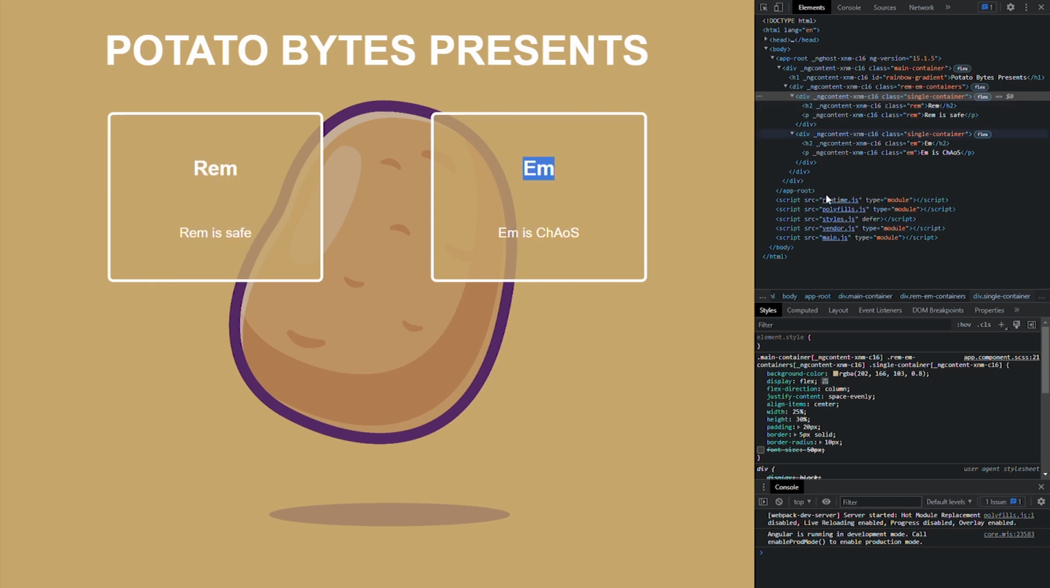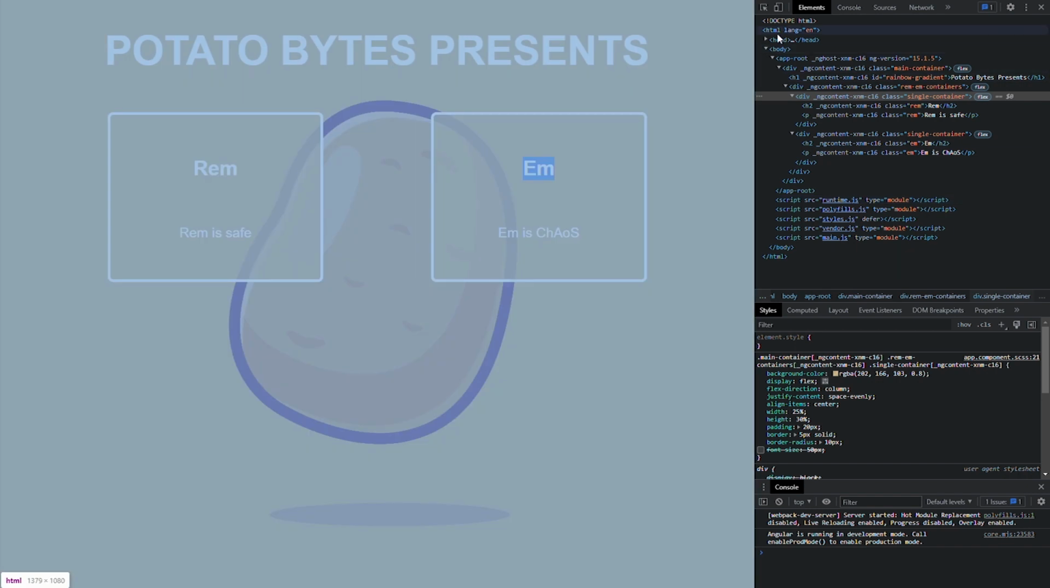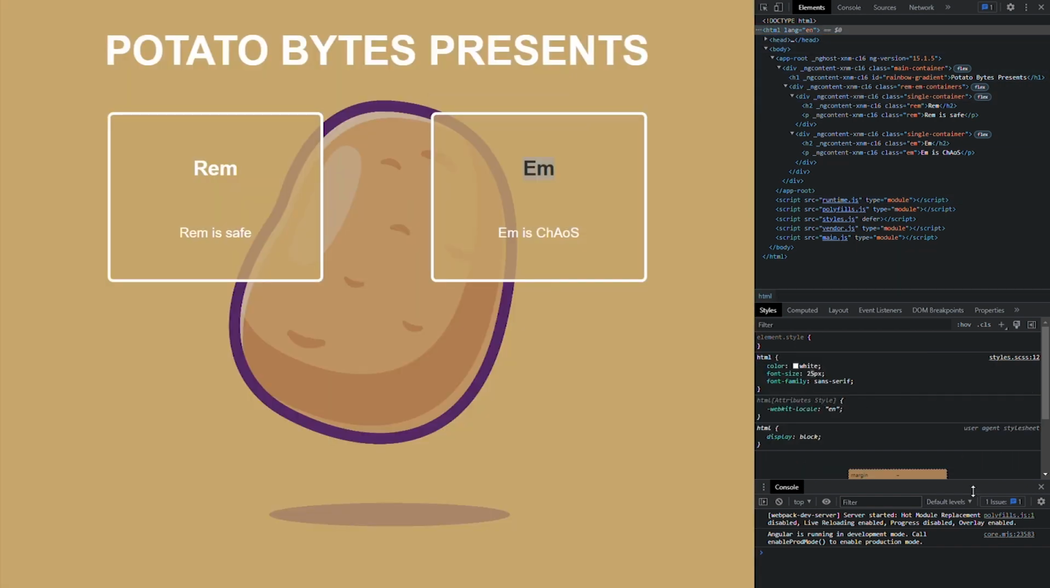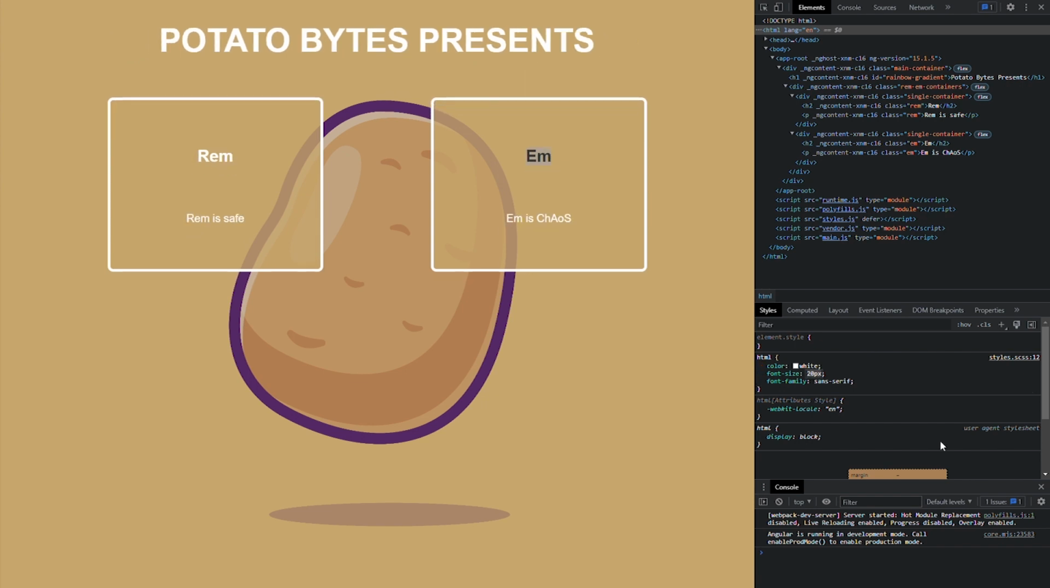If you've used REM, you can literally just change it in the root tag. If you change it there, it'll automatically scale accordingly throughout the rest of the application.